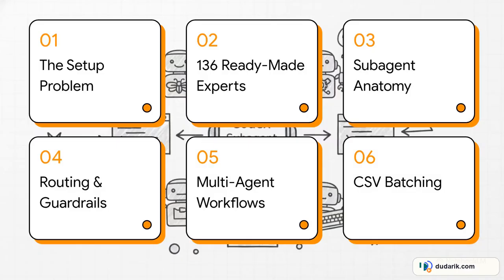We're going on a bit of a structured journey today, starting with the subagent setup problem, looking at 136 ready-made Codex experts, breaking down the anatomy of a Codex subagent, and then getting into smart routing and sandbox guardrails. Finally, we'll wrap up by deploying multi-agent workflows and supercharging everything with CSV batching.